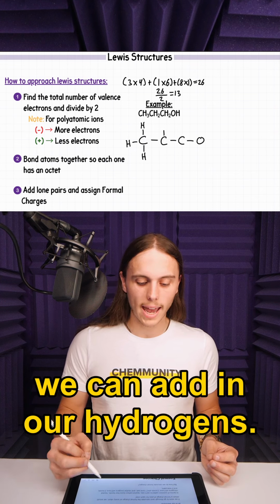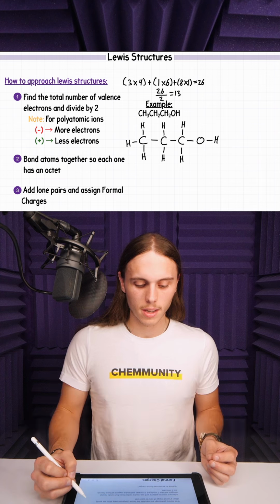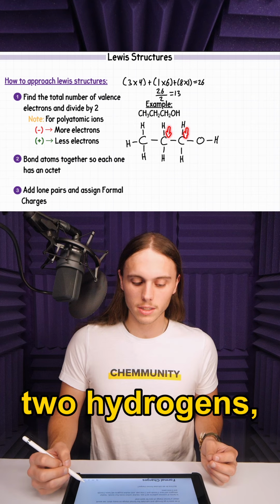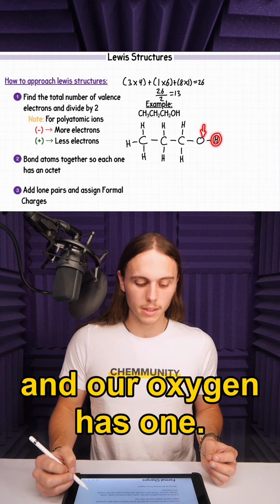From here, we can add in our hydrogens. We see this carbon has 3 hydrogens, these carbons have 2 hydrogens, and our oxygen has 1.